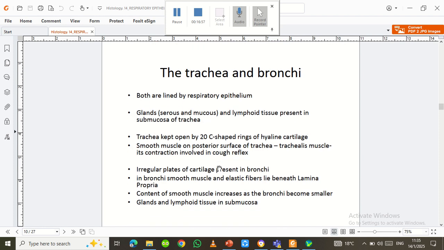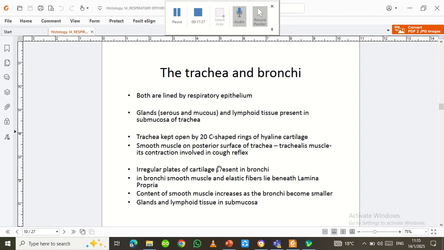Now let's go to the histology of your trachea and your bronchi. The trachea and the bronchi are all lined by the respiratory epithelia, which is a pseudostratified ciliated columnar epithelia with all the properties that we have described above. The glands are also going to be found in the submucosa, with aggregations of lymphoid tissue, right? Will be in the submucosa of the trachea.